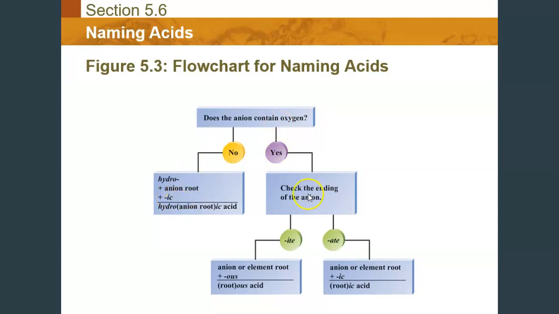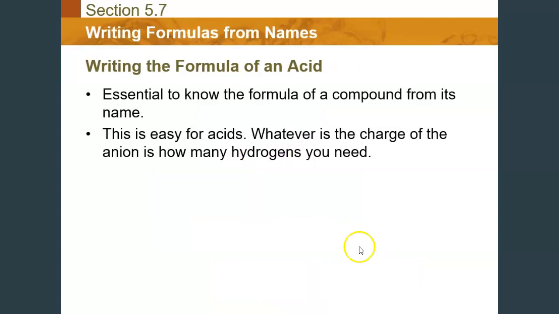If it's yes, check the ending of the anion. If it ends in ite, it becomes ous. Sulfite, phosphite, nitrite become ous, and it goes back to the root element. And I ate it and it was icky, so sulfate, nitrate, phosphate would become ic.